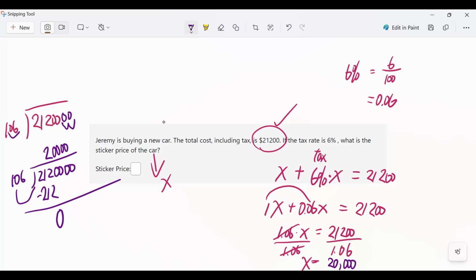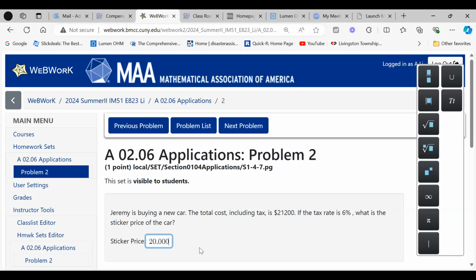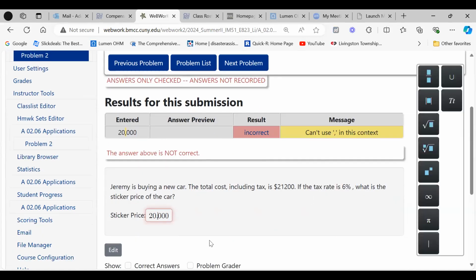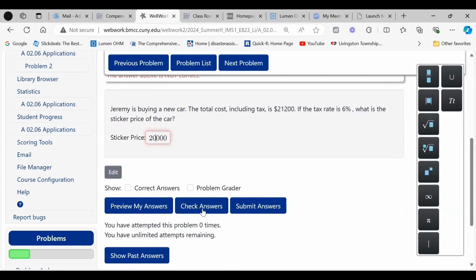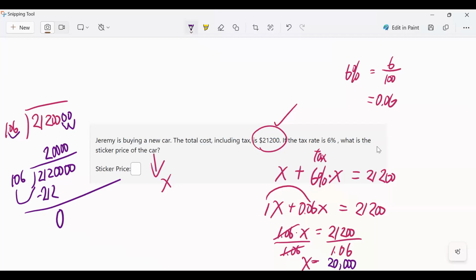Any question about this? Sorry, can you just go back really quick? Yeah, sure. I put an extra decimal comma there. It's not needed. Just put in 20,000. Anything you want me to explain? Okay, thank you. We don't need this comma here. Just put in 20,000. That's good enough.